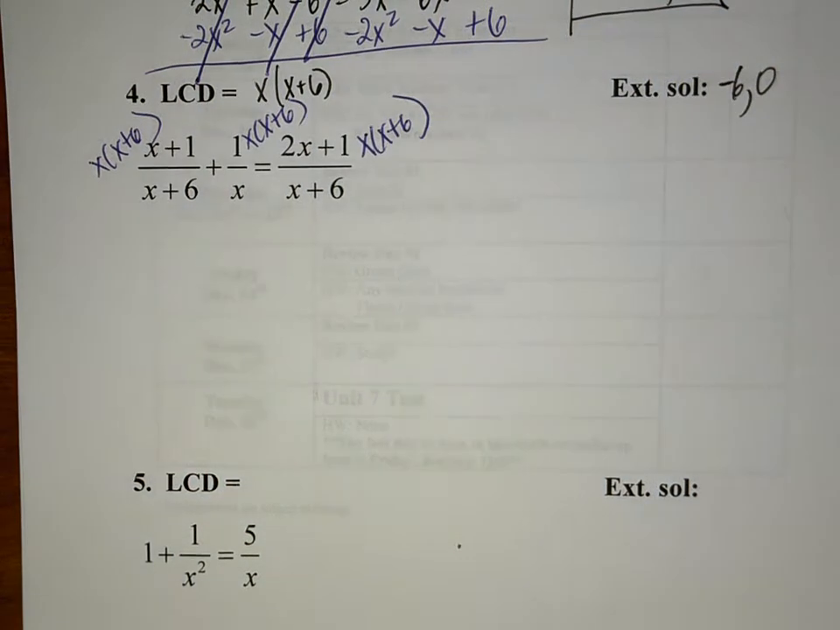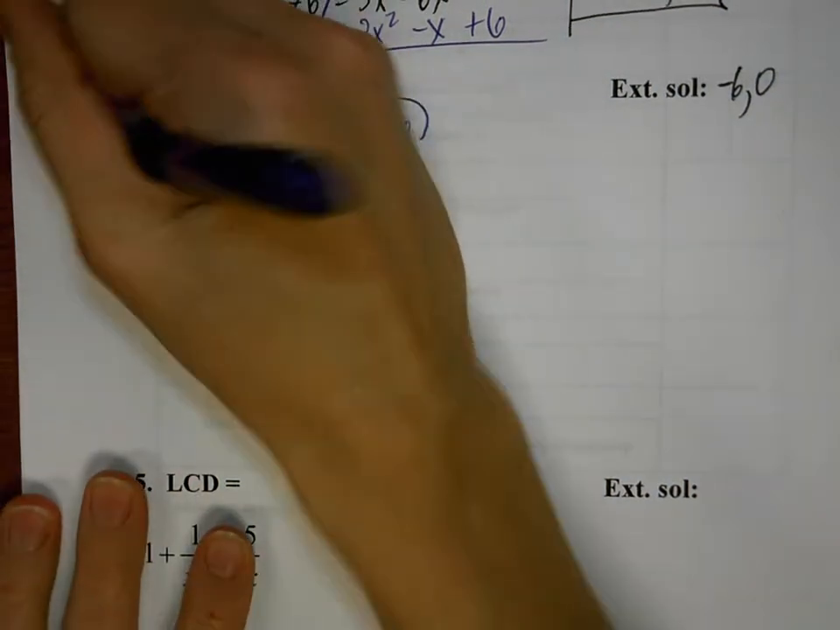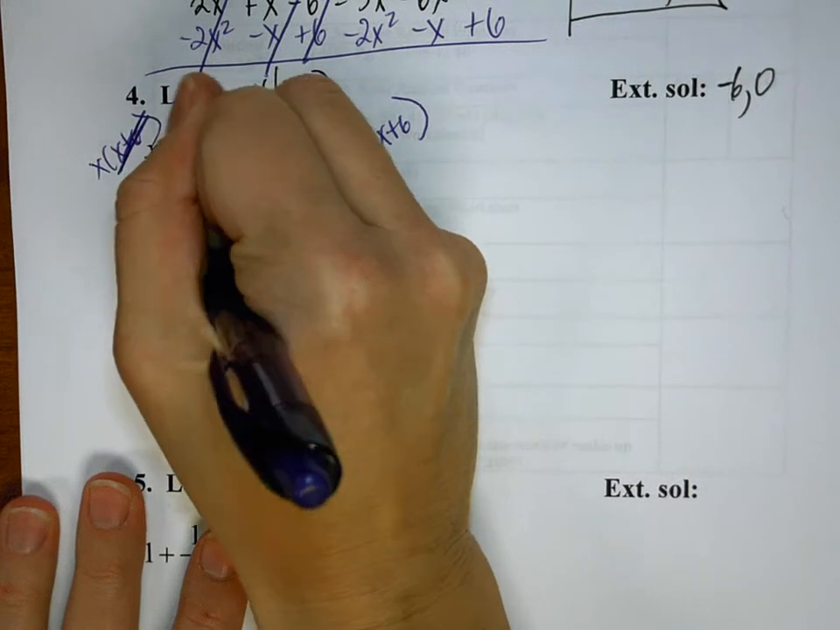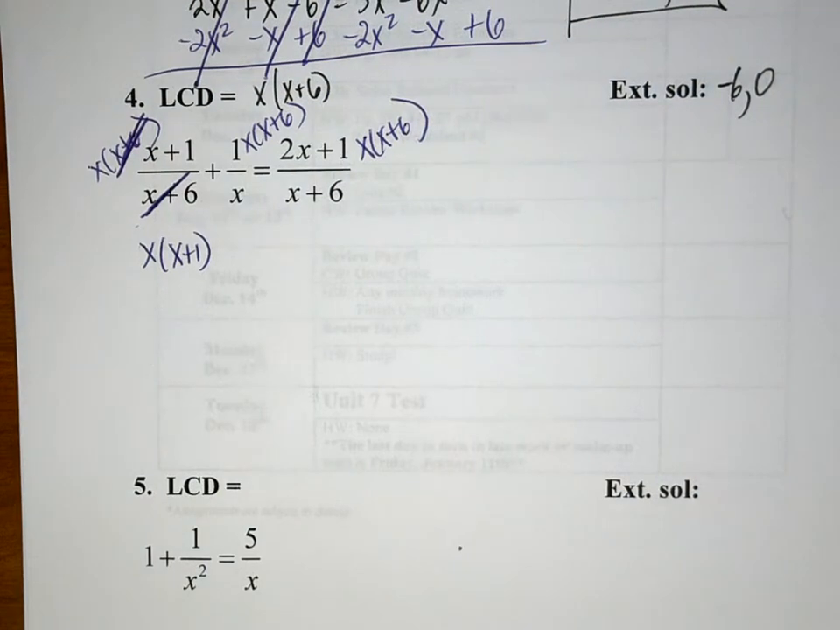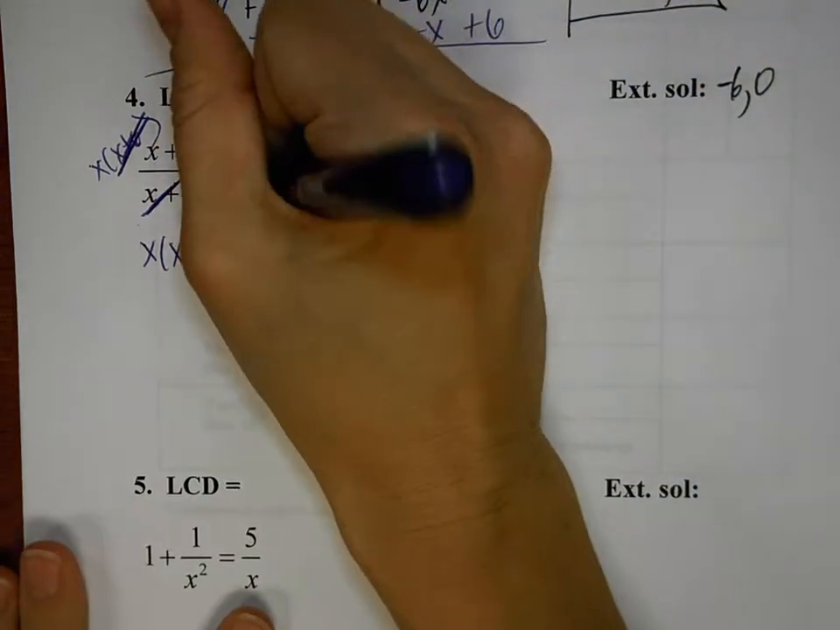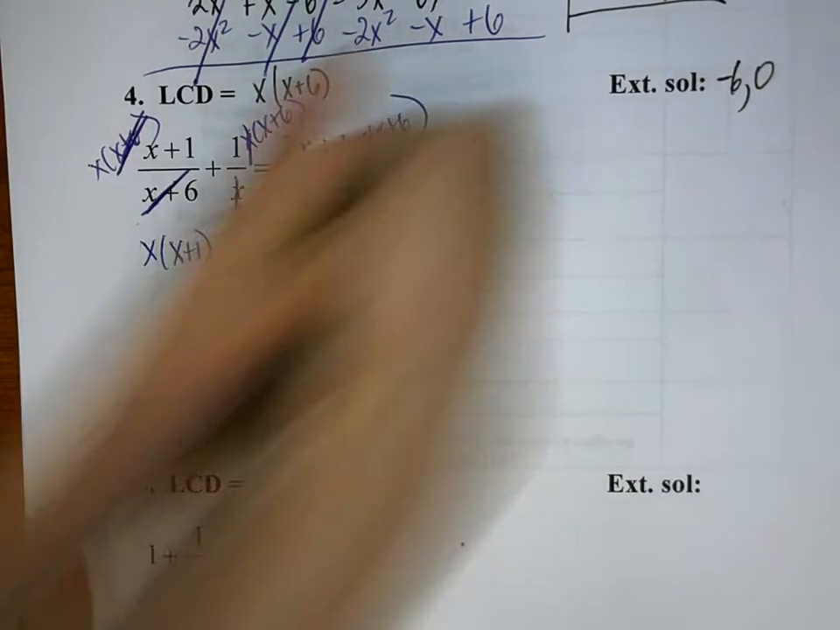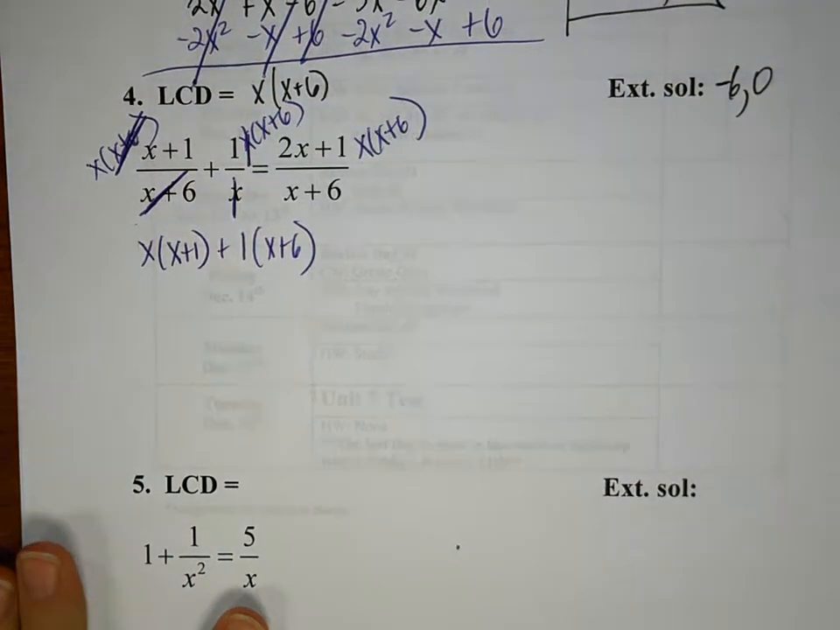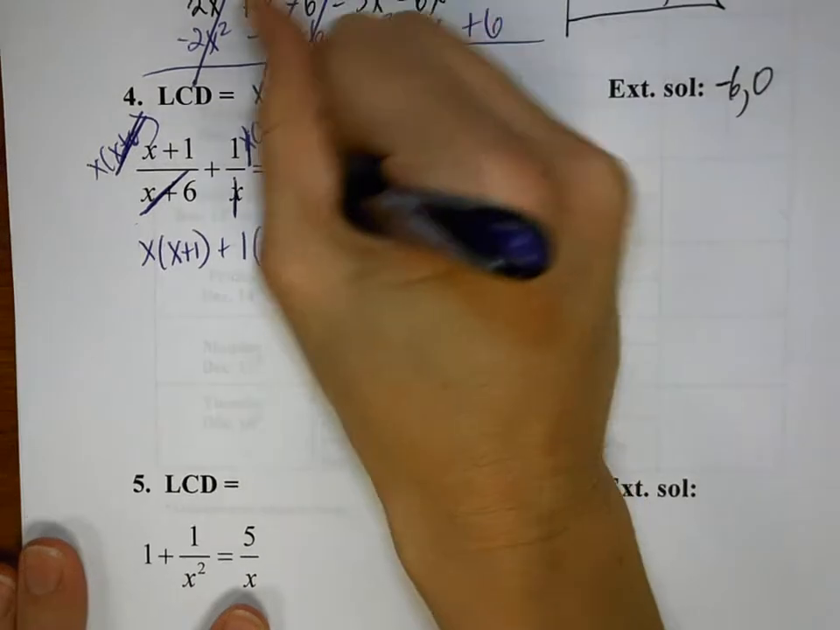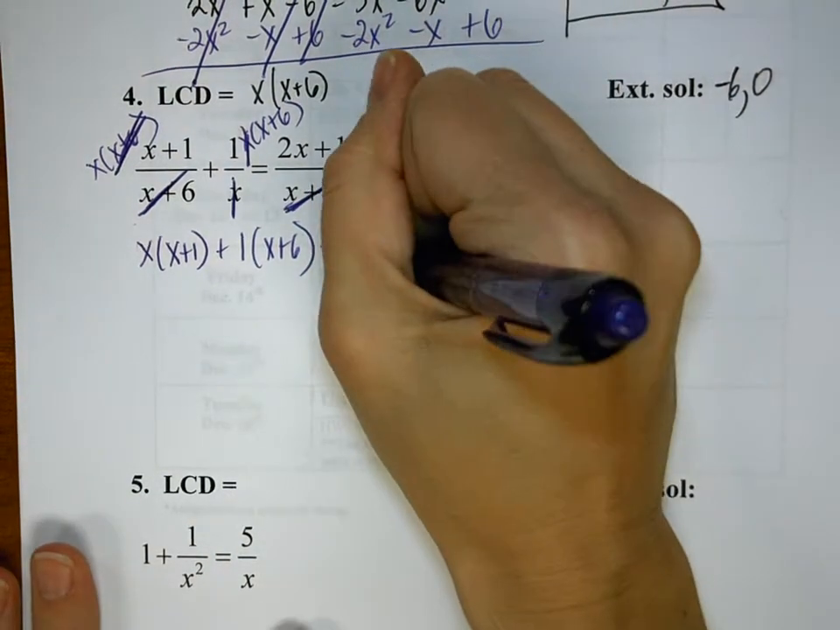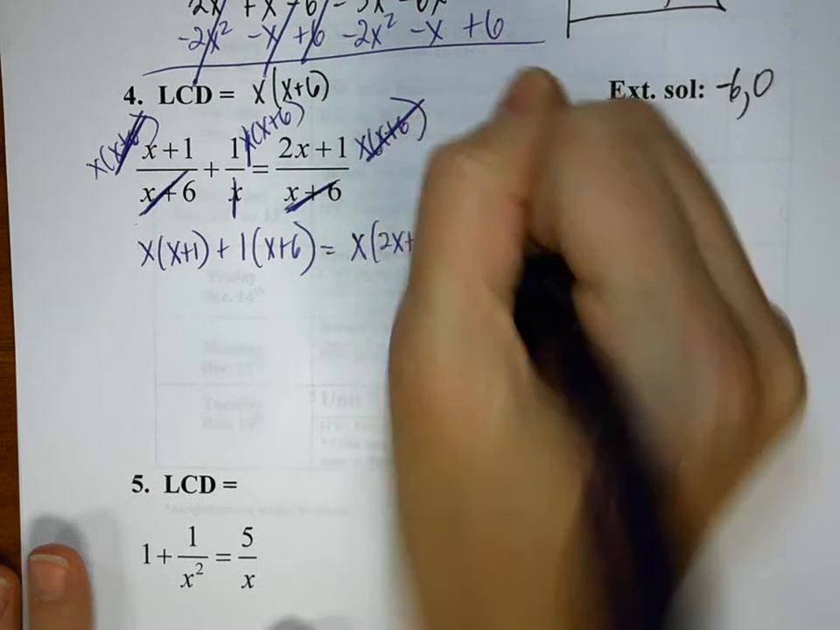Okay, when I do that, on my first term, x plus 6 cancels out, so I have x times x plus 1. Next term, the x's cancel out, and I have 1 times x plus 6. Equals, next term, x plus 6 cancels, and we have x times 2x plus 1.